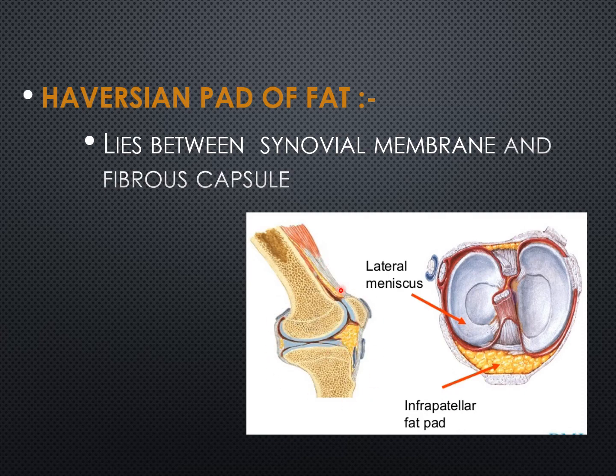This is the knee joint, lateral view. This is the fibrous capsule seen around the knee joint, and the synovial membrane is lining the inner aspect. Between the synovial membrane and the fibrous capsule, you can get the Haversian pad of fat. So this is the infrapatellar, that is below the patella, infrapatellar pad of fat.